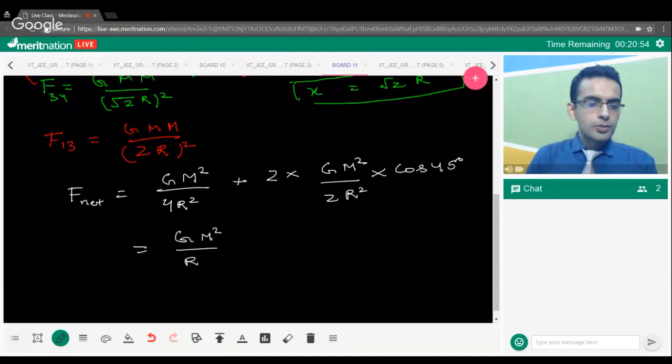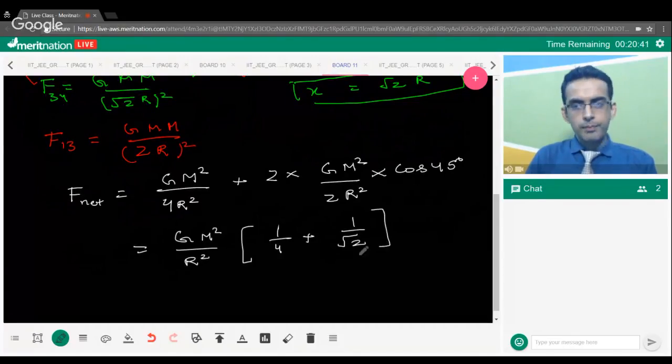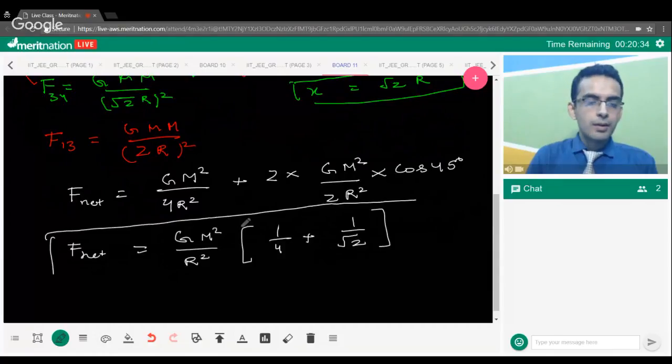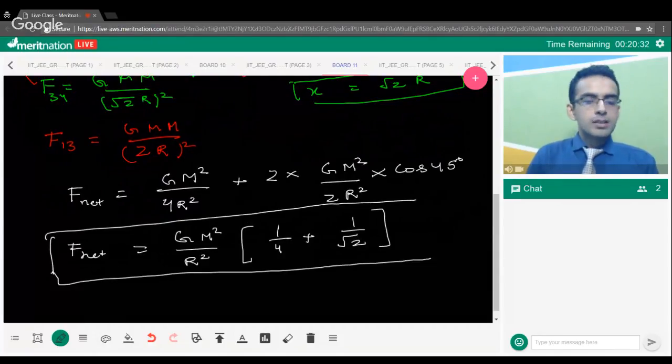And R square also we can take common. And cos 45, you all know it's 1 by root 2. So we can write it as 1 by 4 plus 1 by root 2, right? So this is the net force, and you can understand that net force is acting towards the center. So this force, the net force, will behave as centripetal force, right?